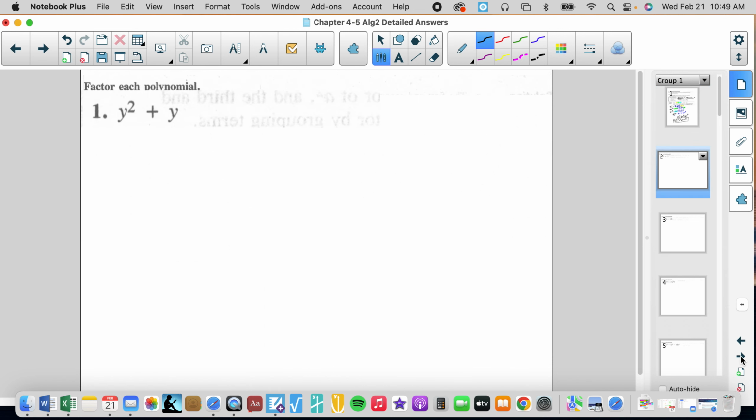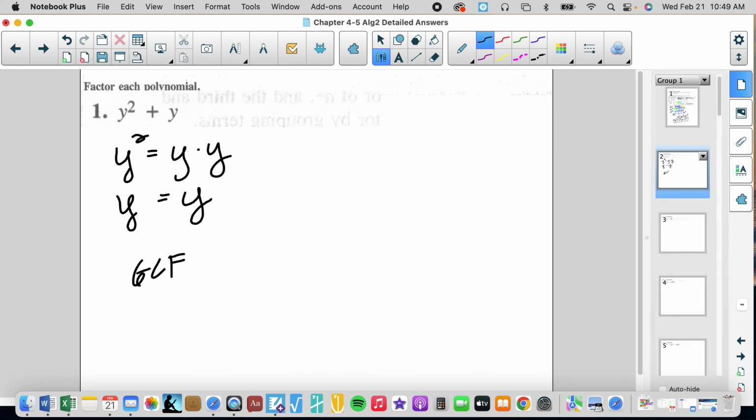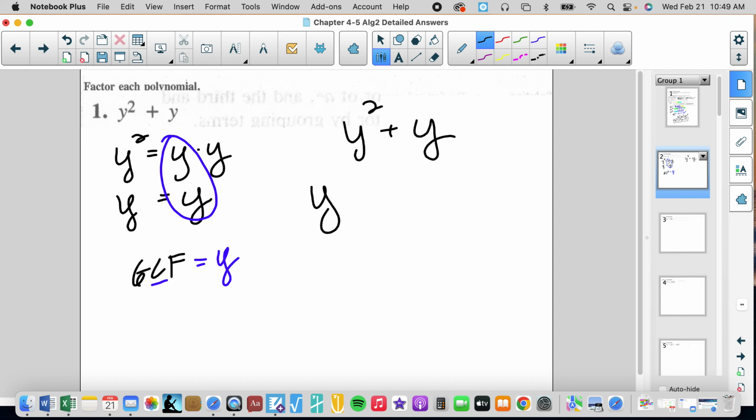So factor each polynomial, and you should be getting so good that you don't have to write the prime factorization. Our GCF is going to be what they have in common. So they have a y in common, so my GCF is y. So I'm going to factor out that y. That's my GCF, goes on the outside, and then what's left over?